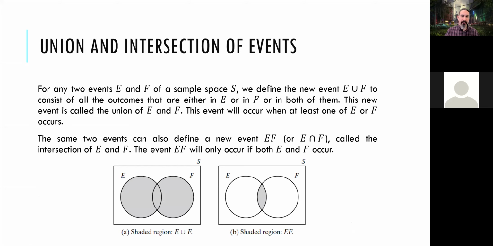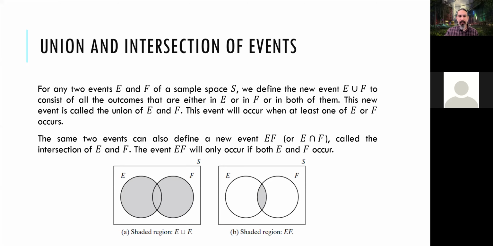So this new outcome, this new event is called the union of E and F. We all know that. And this union will occur if any of the outcomes, if any of the sets E or F, or events E or F occur. So we already know that from set theory.